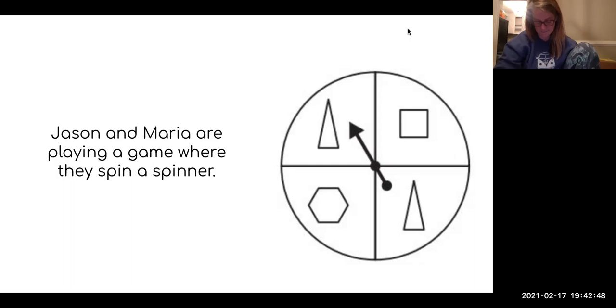Okay, let's talk about equally likely. The concept of equally likely is the same chance of spinning both of those outcomes. So are there any outcomes that are equally likely that we could spin? Well, it's equally likely that we could spin the hexagon or the square because they both have the same amount of chances out of 4 that we could spin them. They both have 1 out of 4 chances.